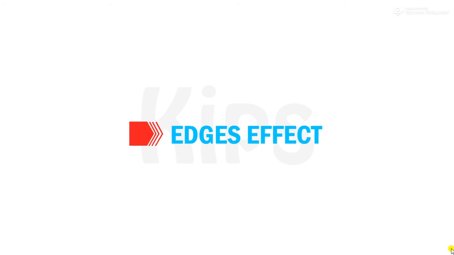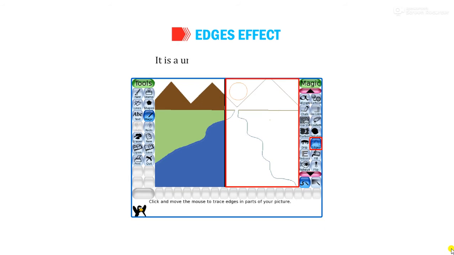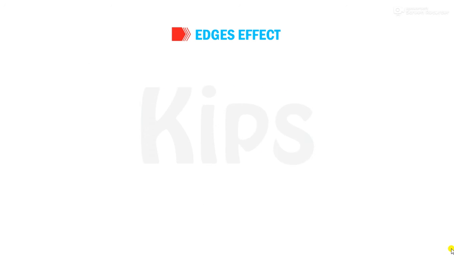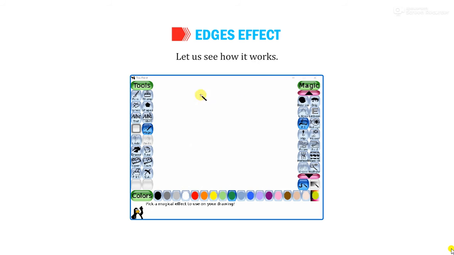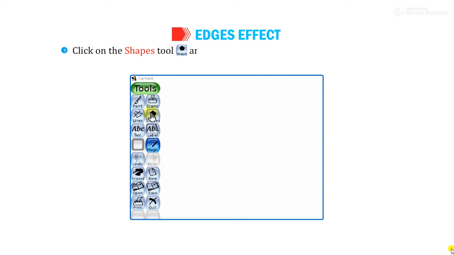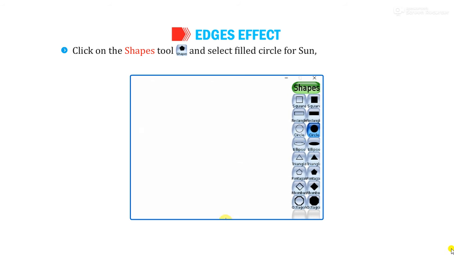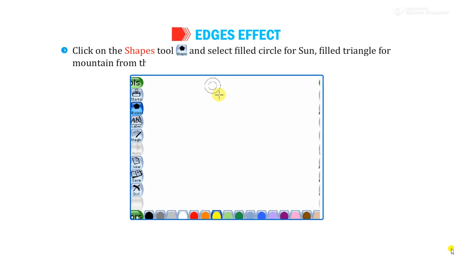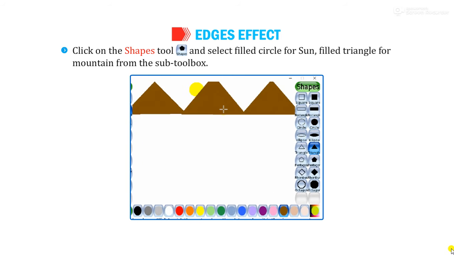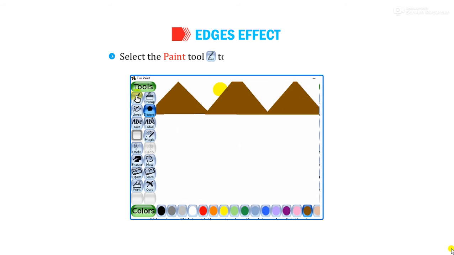Students, let's talk about Edges effect. It is a unique feature in TuxPaint. Using this tool, we can differentiate the edges from an already drawn image. Let us see how it works. Click on the Shapes tool and select Filled Circle for Sun, Filled Triangle for Mountain from the sub toolbox. Select the Paint tool to draw a river and grass bed.